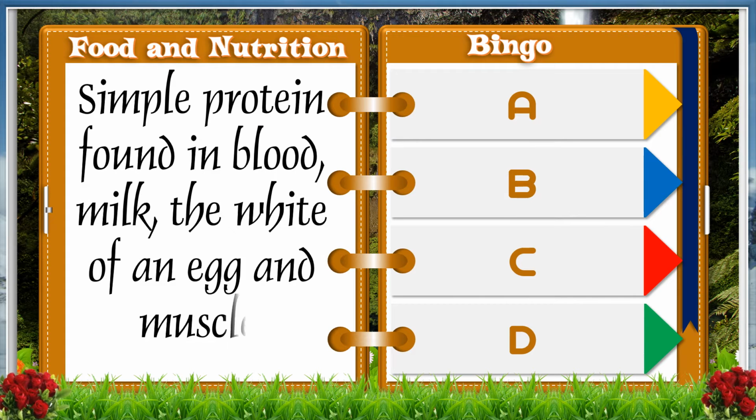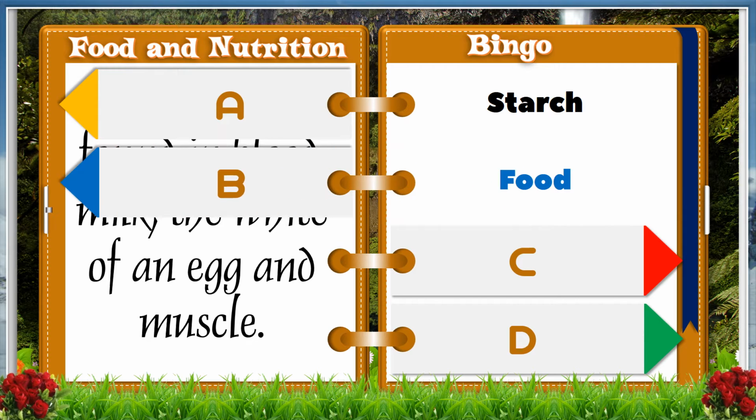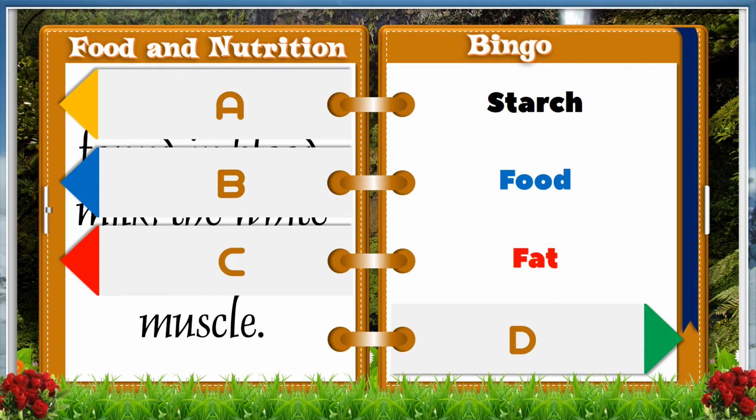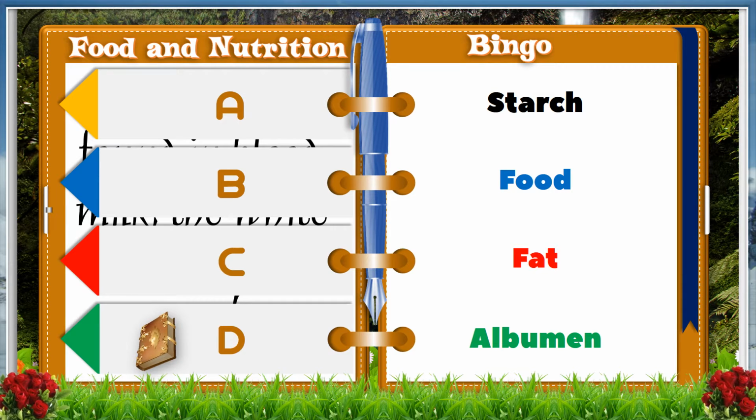Simple protein found in blood, milk, the white of an egg, and muscle. Option A, starch. B, food. C, fats. D, albumin. And the answer is D, albumin.